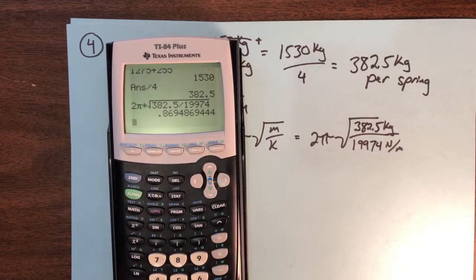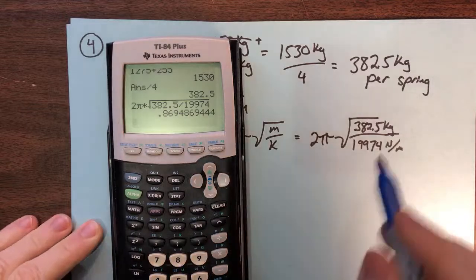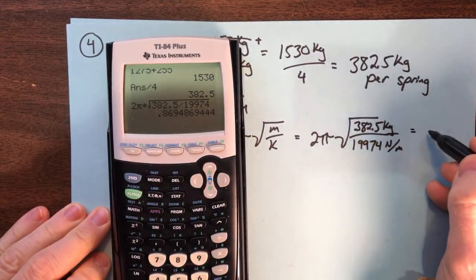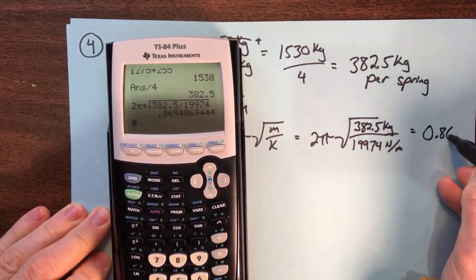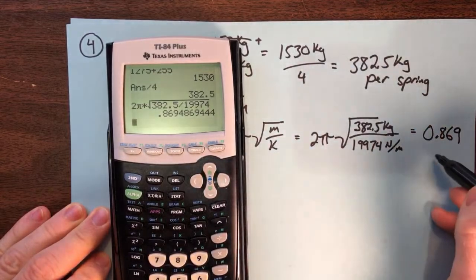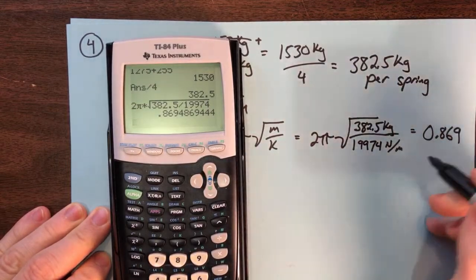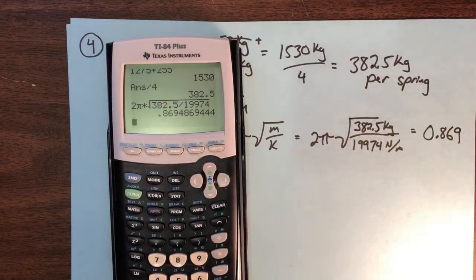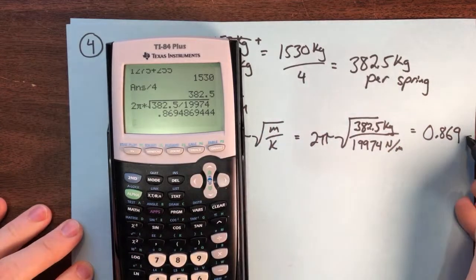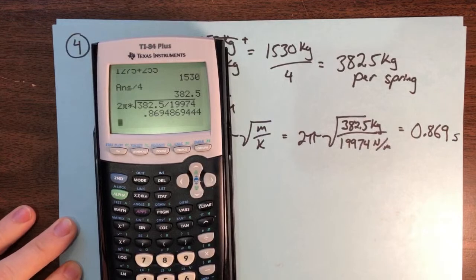0.869. What'd you guys get? Do you guys agree? All right, so it's going to be 0.86948. I think we'll just round it out or just leave it at 0.869. And what are the units for period? What should it be? Period is a unit of time. Is it going to be minutes, seconds, hours? Seconds. Yeah, of course. So seconds for our period there.